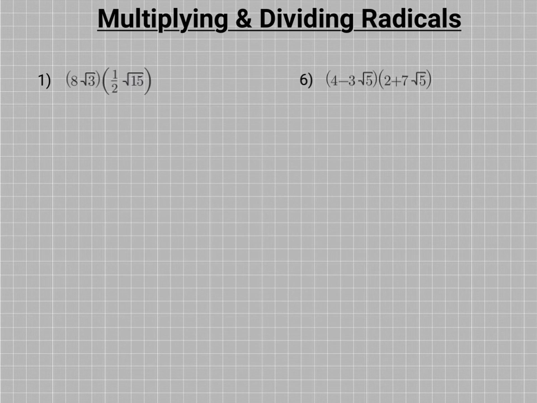All right, so let's talk about multiplying and dividing radicals. So you can turn to page 5 in your packet, and we're first going to do 2 examples from page 5 with multiplying, and then we'll go to 2 examples on page 6 with dividing radicals.